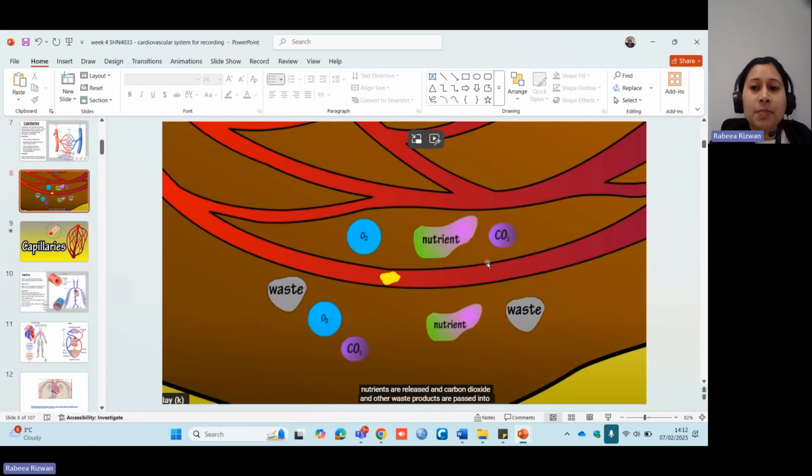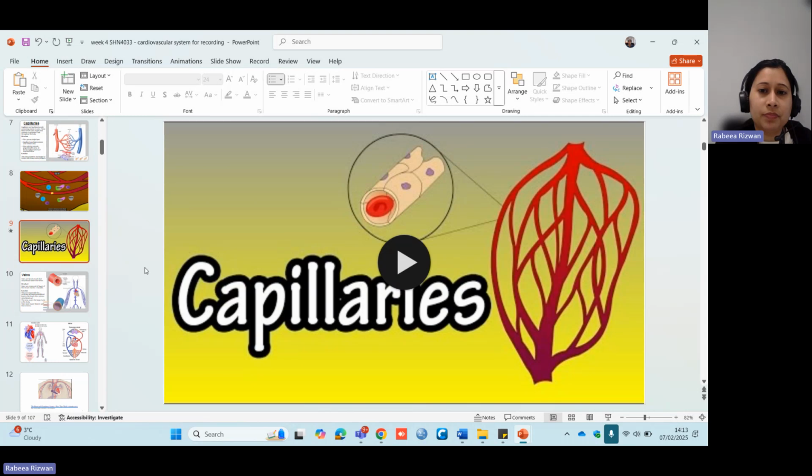You can see in this picture, a magnified picture of the capillaries, how it is happening. It's providing oxygen and nutrients to the cells, collecting the carbon dioxide and waste products from the cells, taking them out, and then going towards the vein. So let's watch the video to make your concept clearer.